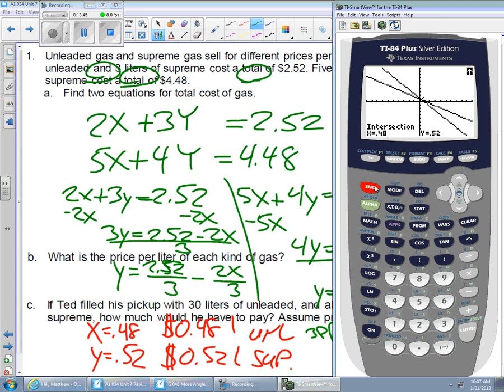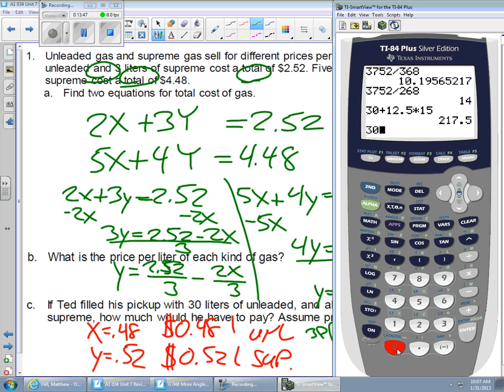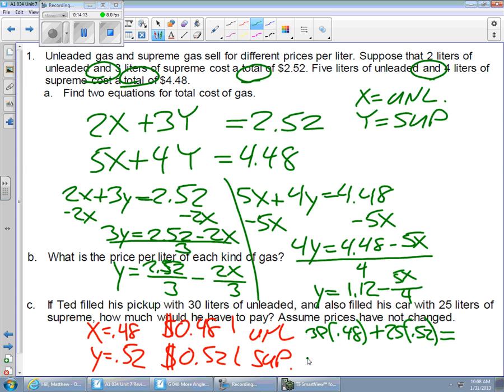What do we have? 30 times 0.48. I didn't get a times sign in there. Second, insert, times. And 25 liters times 52 cents per liter. So that's what they asked. And if that's the case, Ted is coughing up $27.40.